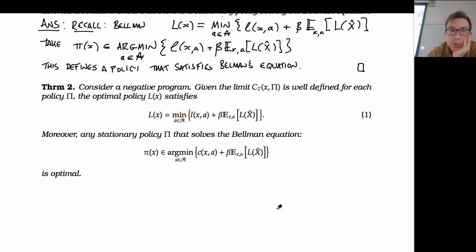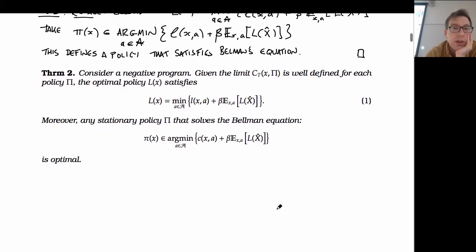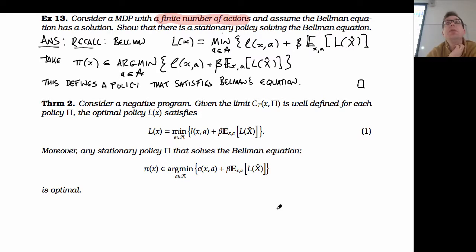So here's the main result. This is sort of the alteration that we have of theorem 1, which we proved for positive programming. So let's just read that through. Consider a negative program. That's where we're trying to minimize positive costs or positive losses. Given that the limiting cost function of a policy is well defined for each policy, and I should apologize for a slight typo there. That shouldn't have a T on it.